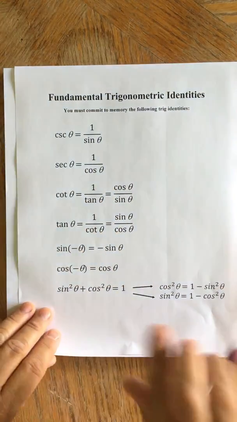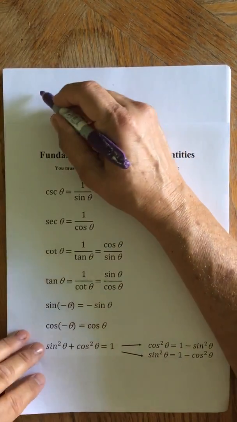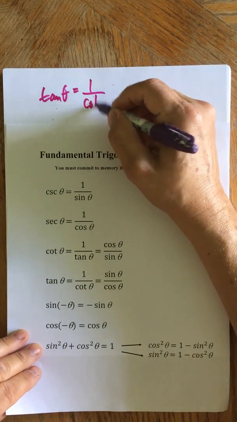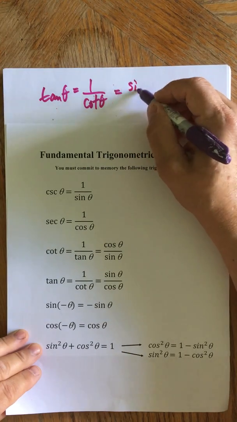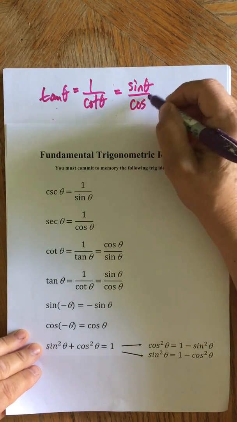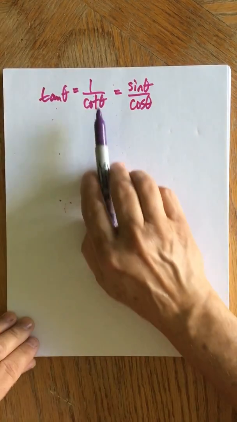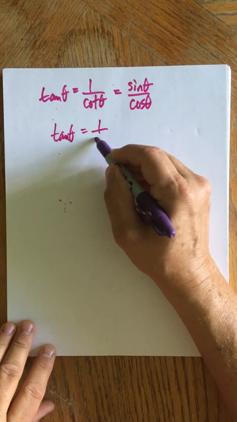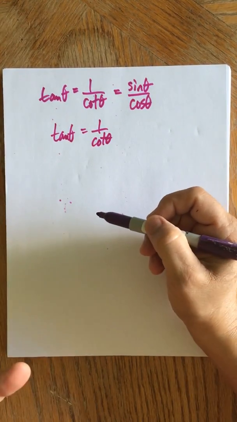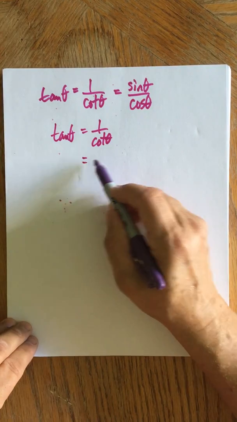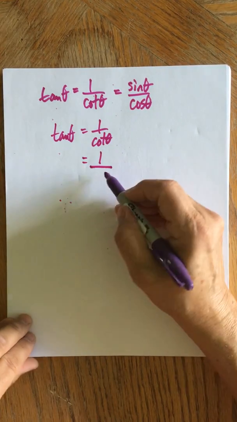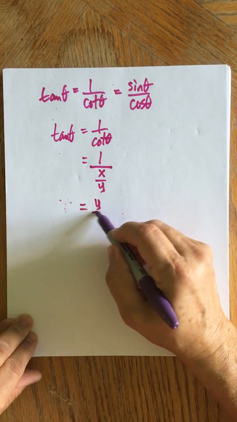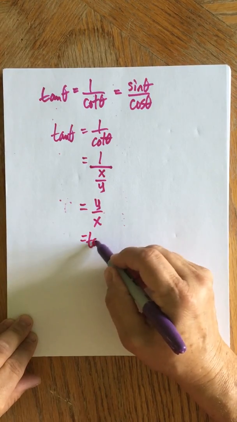So the next one I'm going to look at is this one here, tangent. So let me write it up here. Tangent of theta is equivalent to 1 over cotangent of theta, and that's equivalent to sine theta over cosine theta. Okay. So what I'll do first is work with this. If we're working on tangent theta equals 1 over cotangent theta, I'm going to do very much what I did before. I'll just work with definitions. So 1 over cotangent theta would be the same thing as 1 over x over y. And now I would flip and multiply and get y over x, which we know is tangent theta.